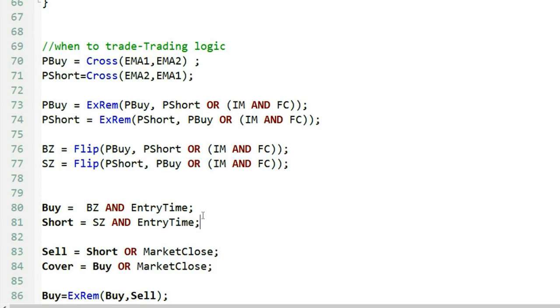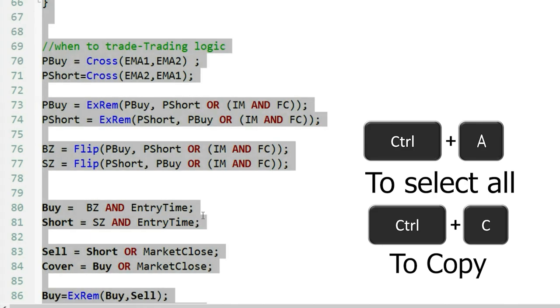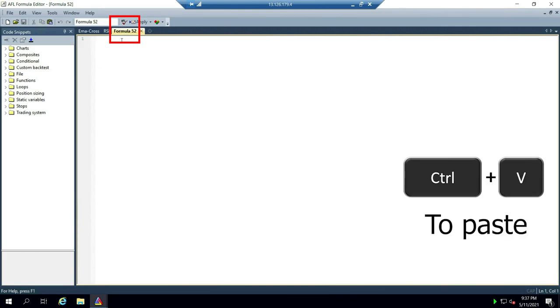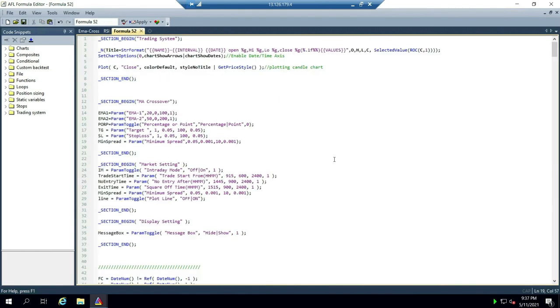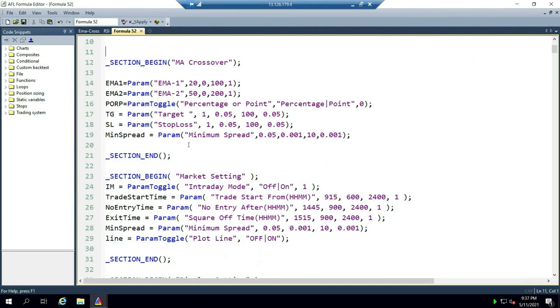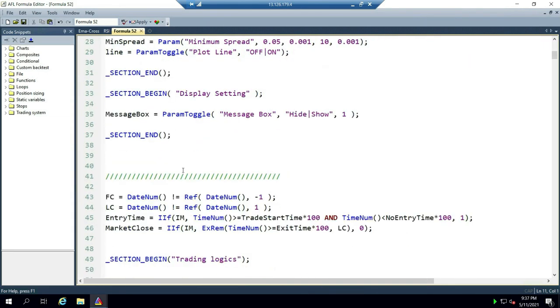So what I will do is copy this code, Control A, Control C, go to a new tab, plus formula number 52 and new formula, Control V. This is the AFL that we developed in the previous week, the exact same AFL. This EMA cross and formula 52 are exactly the same. I am just going to edit this formula and show you the difference on the chart.